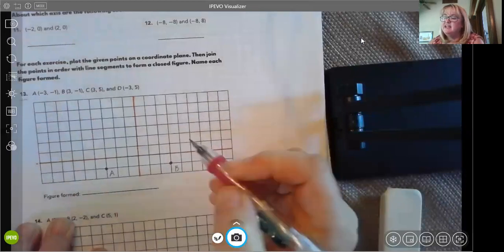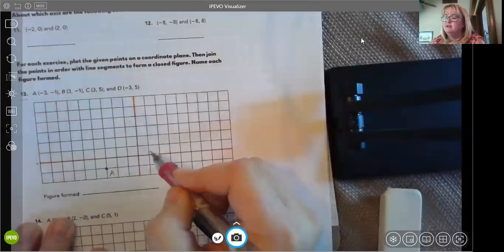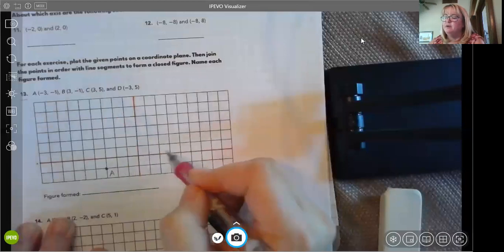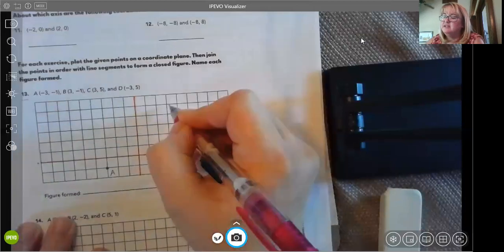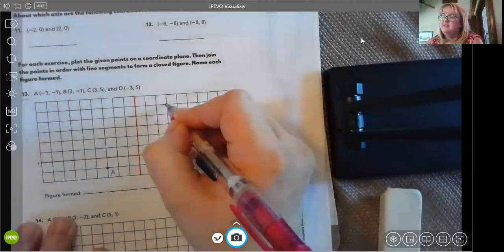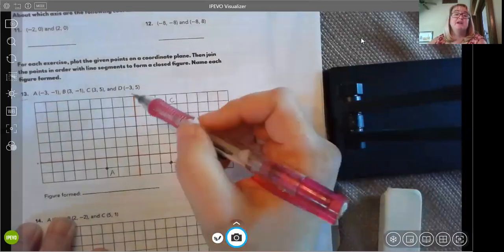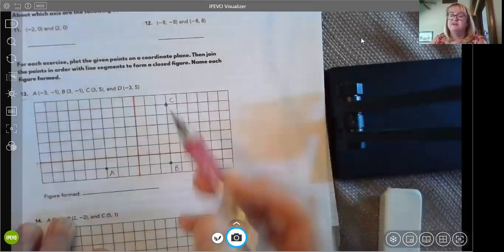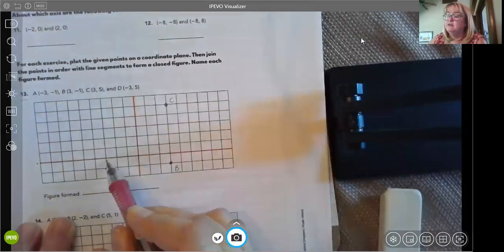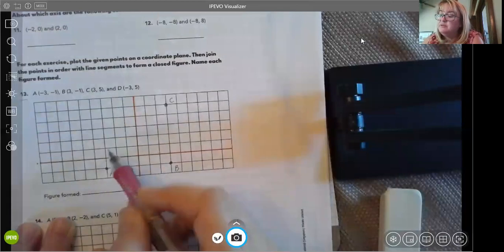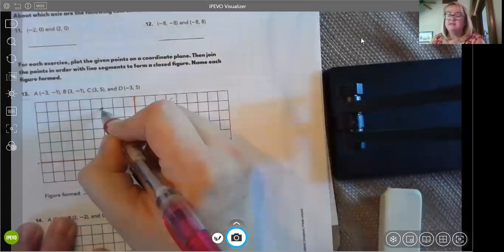And then C is our next point, 3 and 5. So we're going to go over 3 and up 5. 1, 2, 3, 4, 5. This is C. And then D is negative 3 and 5. So back 3, up 5. Start at the origin, back 3, up 5. Okay, 1, 2, 3, 4, 5. And that's D. And then we connect them in order.